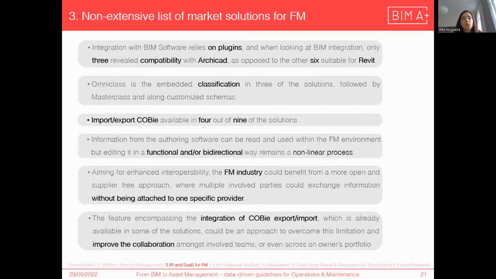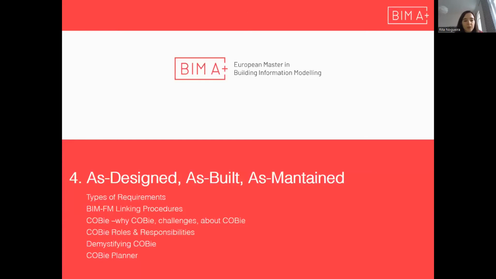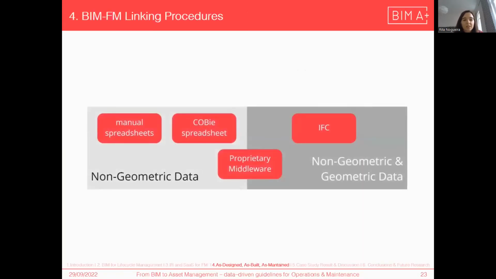So if I am an owner or an operator with multiple projects under different types of asset management, I will have a hard time finding a common solution. And as technology is always looking forward, it will probably be outdated in a short time. So we then moved to this assessment of the possible linking procedures, where we identified 4 major types, where proprietary middleware would be these software solutions we just talked about. Then we would have manual spreadsheets, COBie in the shape of a spreadsheet, and IFC.